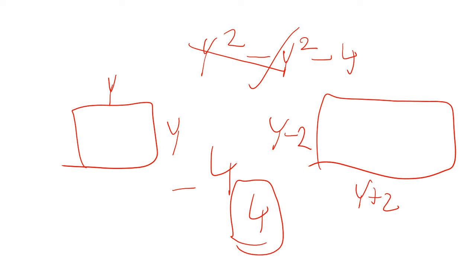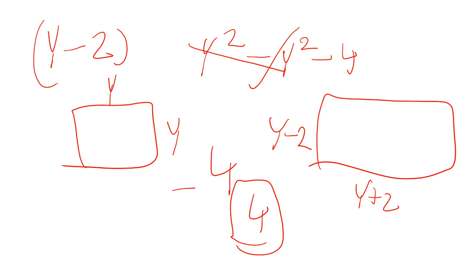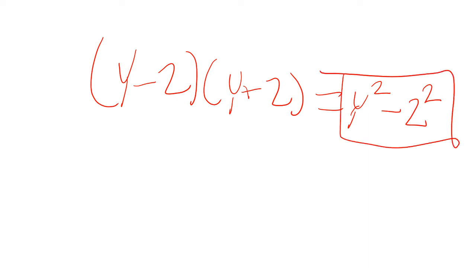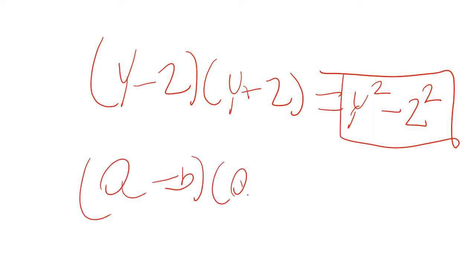If you know the difference of squares factorization, it's just y minus 2 times y plus 2 is equal to y squared minus 2 squared. So it's just a difference of the squares of these two. Basically, the difference of squares: a minus b times a plus b is equal to a squared minus b squared.